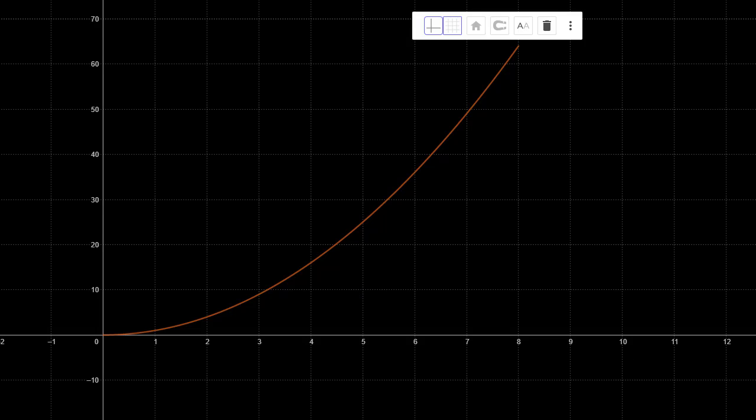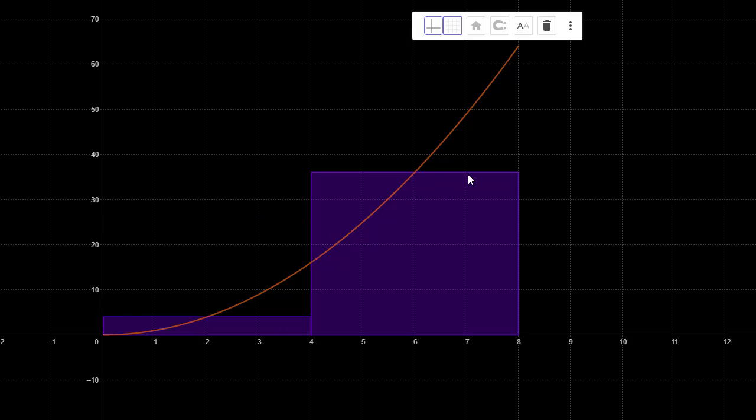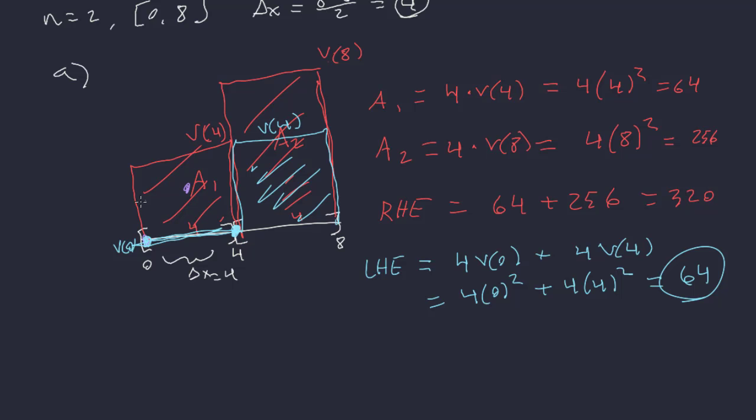And the next thing we could do is use the midpoints. With the midpoints, we have the same subinterval, but we're taking the halfway point as our height. So we'll use V of 2 and V of 6 to find our heights. Okay, so we're going to be somewhere in the middle doing it this way. So the midpoint estimate, right, and we're getting our height from the midpoint. So halfway between 0 and 4 is V of 2, and halfway between 4 and 8 is V of 6.